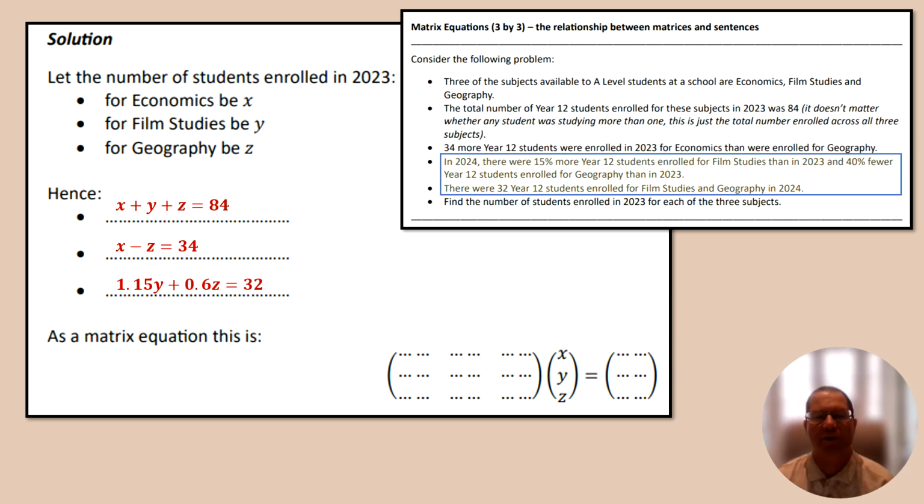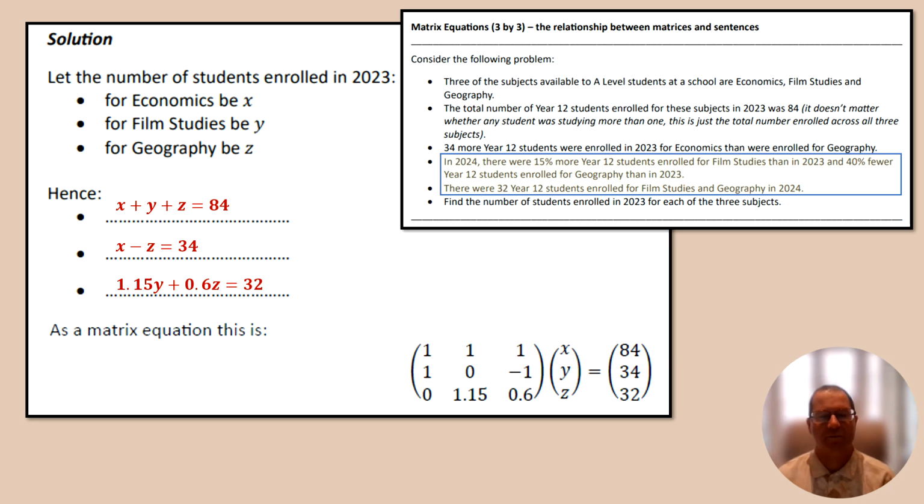Taking the next 2 bullet points together, in 2024 there were 15% more Year 12 students enrolled for film studies than in 2023. So that'd be 1.15Y, because Y is film studies. And 40% fewer Year 12 students enrolled for geography than in 2023. So that'd be 0.6Z. And that in total is equal to 32.